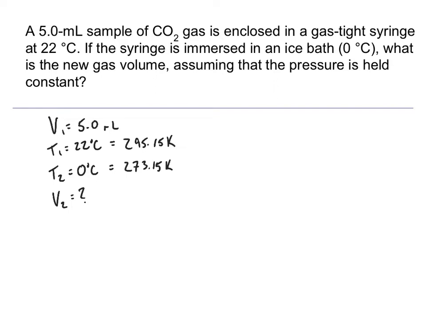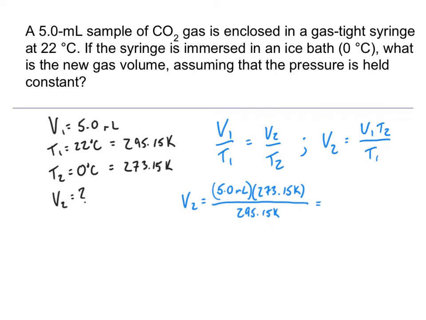And so we set up our Charles's law relationship, V1 over T1 equals V2 over T2. We're looking for V2, and so solving for V2 gives us V1 times T2 all divided by T1. And now we can just plug in our numbers for that. And then we find that our new volume is equal to 4.6 milliliters.